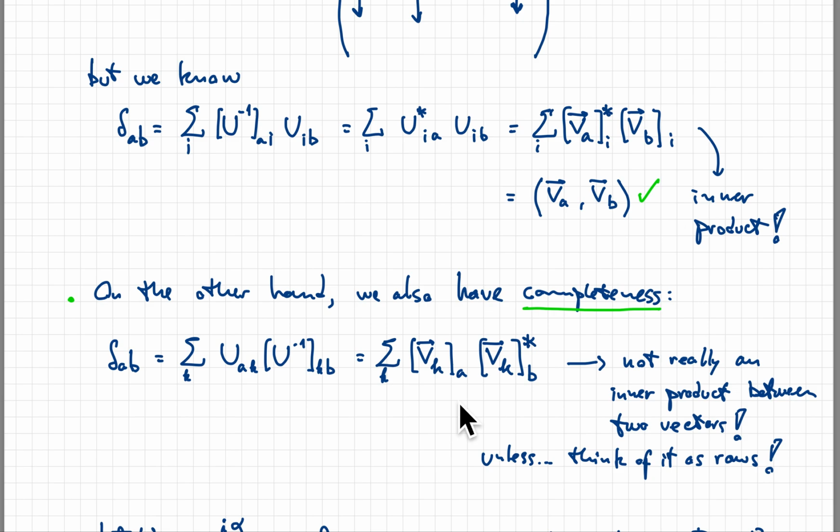That is what we call completeness. The fact that if you sum over all the vectors and put here different elements of those vectors, then you get 0 if you're talking about different elements, and you get 1 if you're talking about the same element.